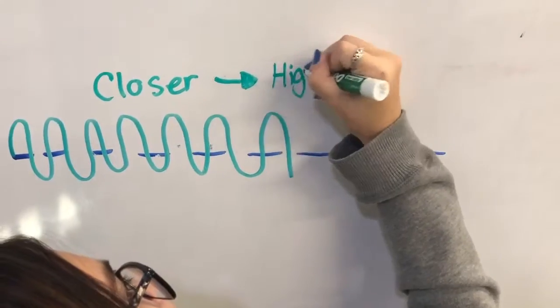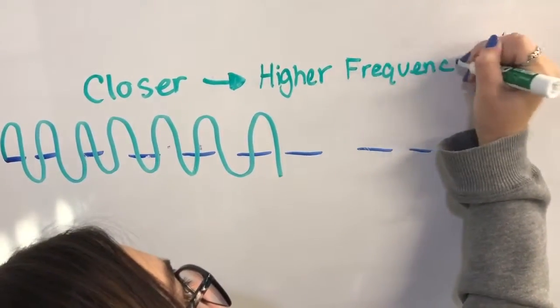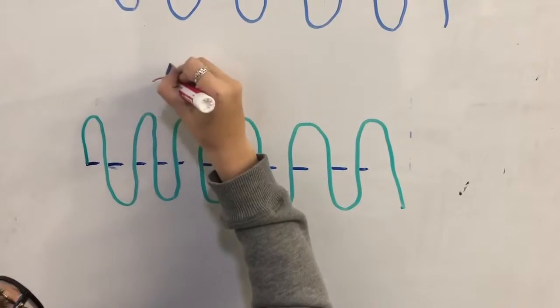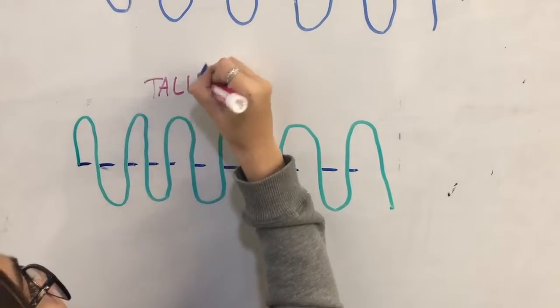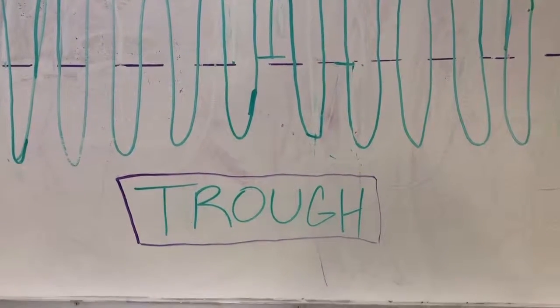When a sound has a higher pitch, its wavelength decreases, which increases its frequency. When a sound has a lower pitch, its wavelength increases, which decreases frequency. Thank you for listening.